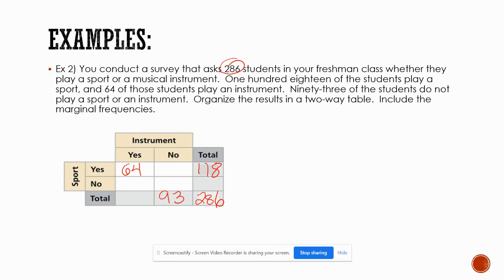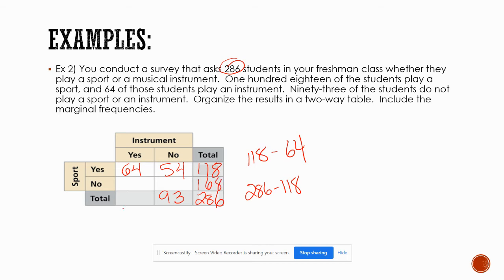Now we have to figure stuff out. Well, we know that 64 plus whatever this number is got us to 118. So 118 minus 64 gives us that 54 play a sport but do not play an instrument. I know that this total, 286, came from 118 plus this missing box right here. So 286 minus 118 is 168.